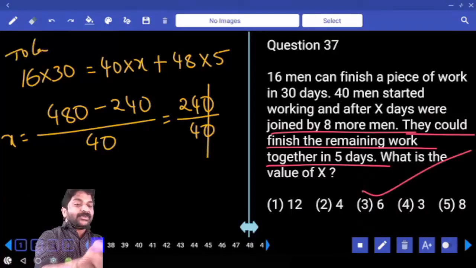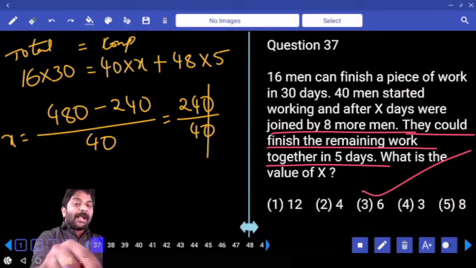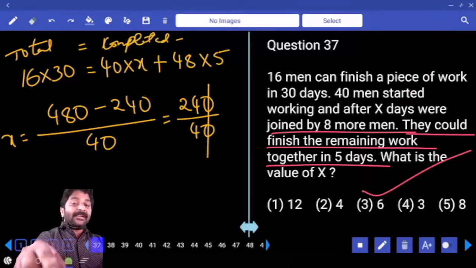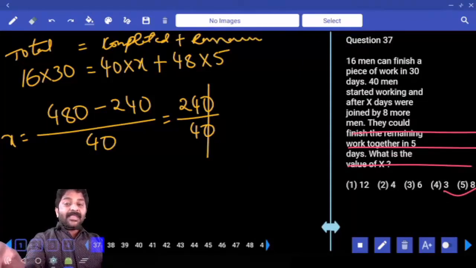This is total work is equal to completed work plus remaining work.